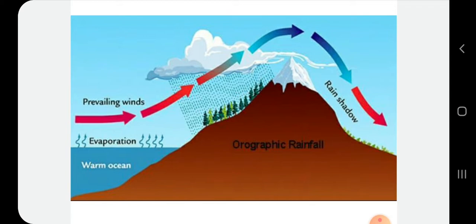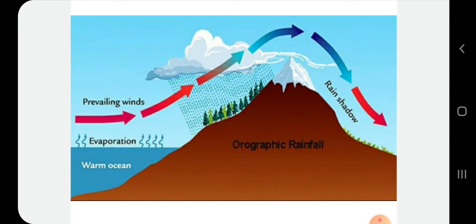What do you mean by windward side of the mountain range? The slope of the mountain facing the wind is called the windward side or windward slope and receives maximum rainfall, while the opposite slope, called the leeward side or leeward slope, is known as the rain shadow region. So you can see here the windward side of the mountain gets maximum rainfall. This type of rain is called orographic rainfall.